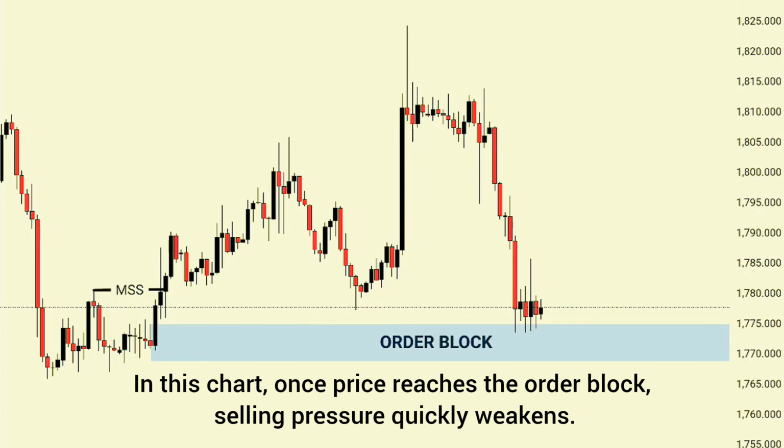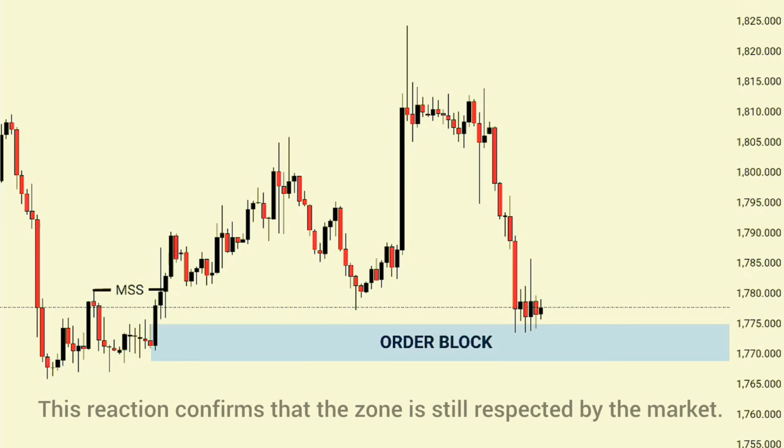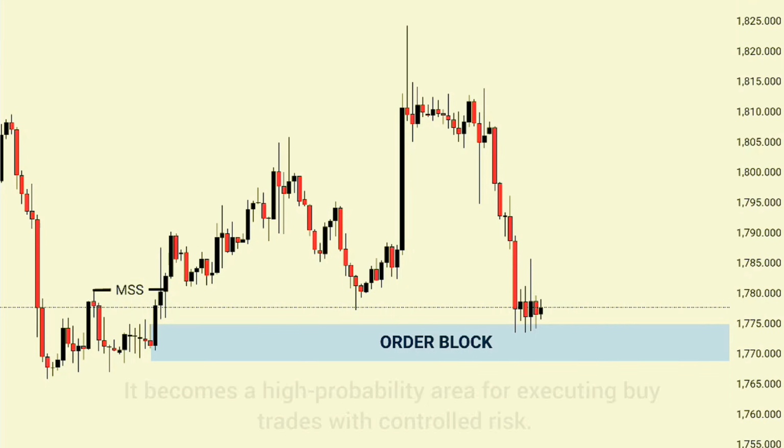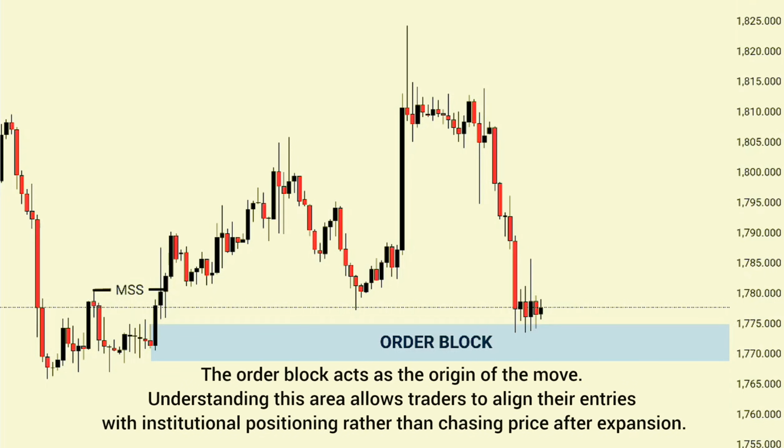In this chart, once price reaches the order block, selling pressure quickly weakens. The candles show rejection and a strong response to the upside. This reaction confirms that the zone is still respected by the market. It becomes a high probability area for executing buy trades with controlled risk. The order block acts as the origin of the move. Understanding this area allows traders to align their entries with institutional positioning rather than chasing price after expansion.